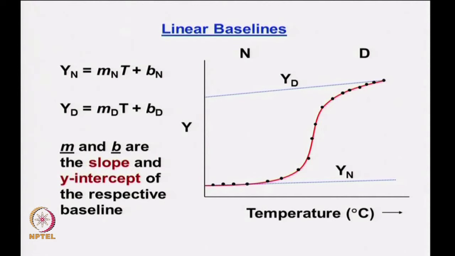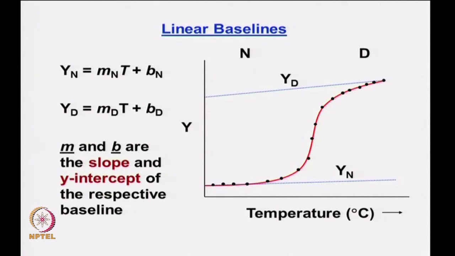This is equal to Mn times T plus Bn. What is T? Temperature. Remember, our signal from Yn is depending upon temperature, because the line is not parallel to the x axis, it comes with a defined slope. That slope is defined by Mn, and then, obviously, if you have a straight line, you will have an intercept, which is Bn.